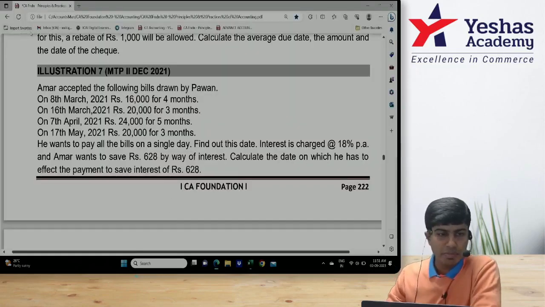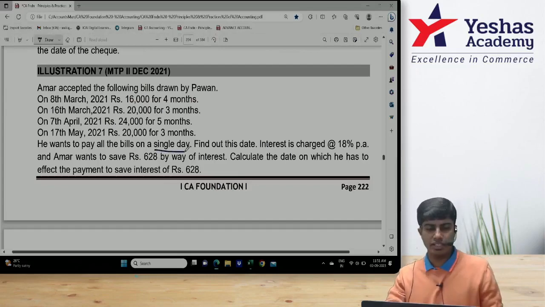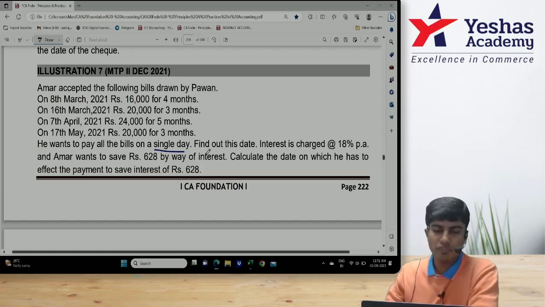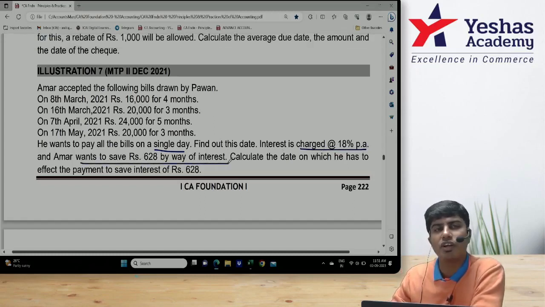Now let's read the next part of the question. He wants to pay all the bills on one single day. That day should be 3rd of August. Find out this date. Interest is charged at 18%. Okay. And Amar wants to save 628 by way of interest.